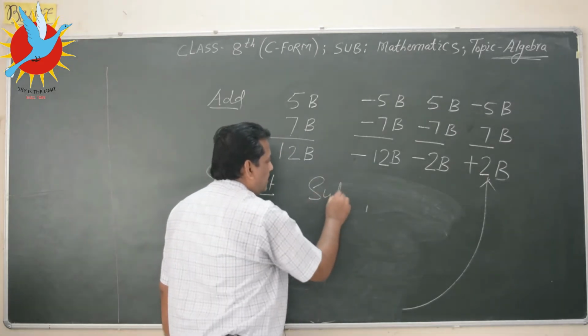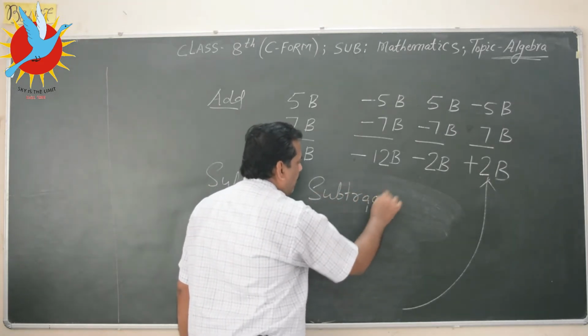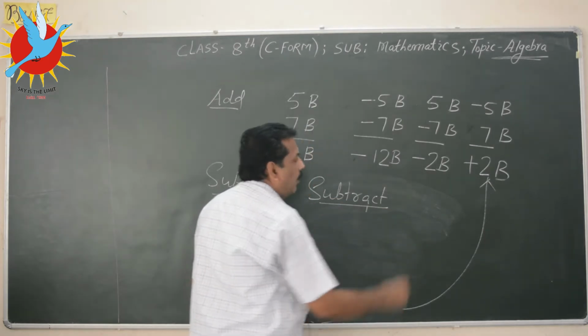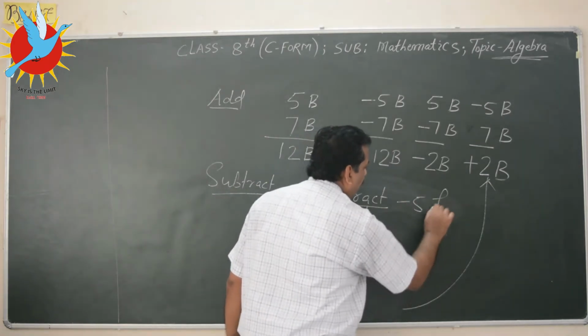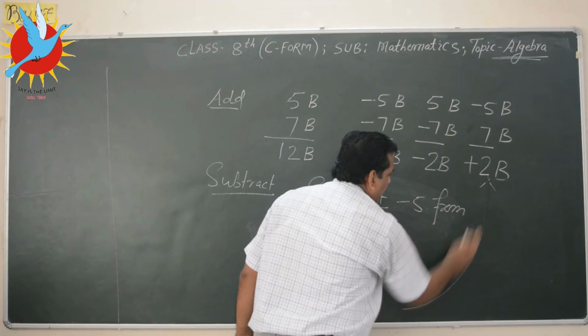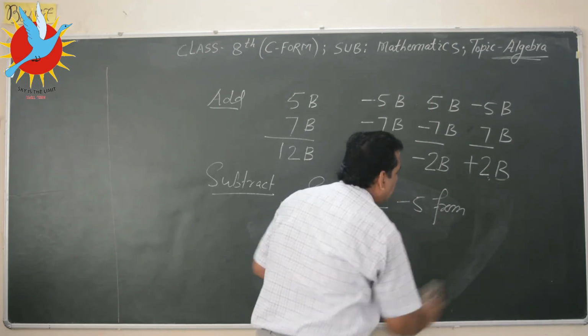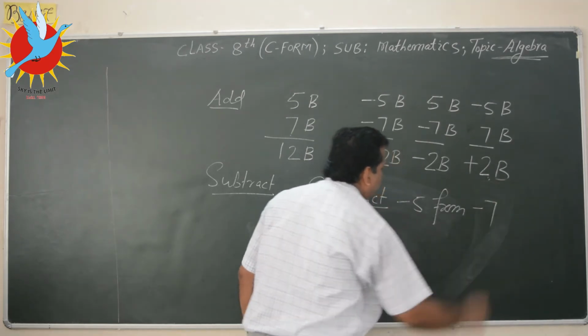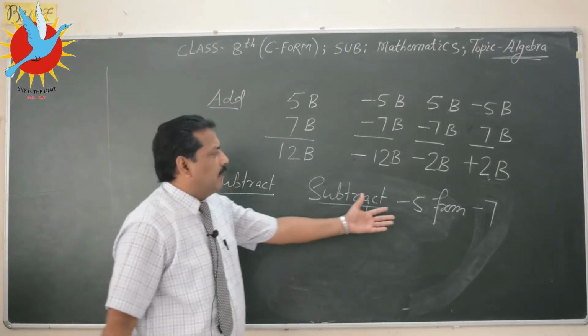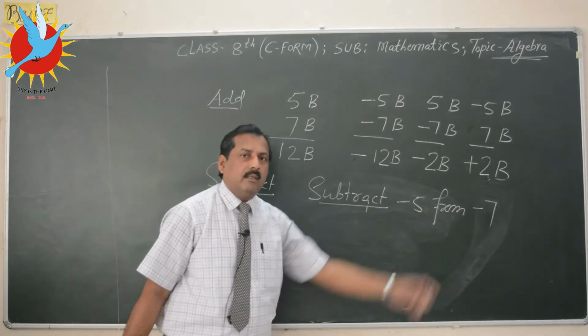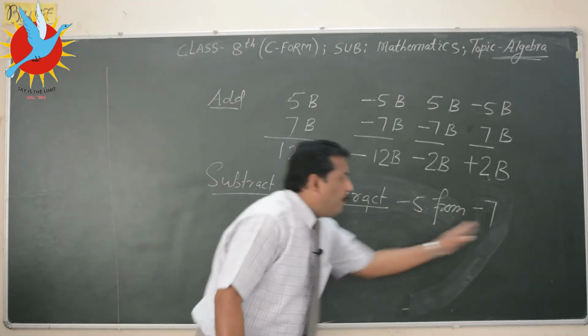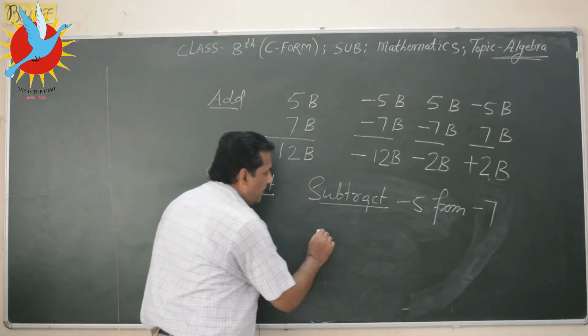Subtract, let us take only a number. Subtract minus 5 from minus 7. So minus 5 from minus 7. This is only numbers, there is no variable. So the from part will be written on the top, minus 7.